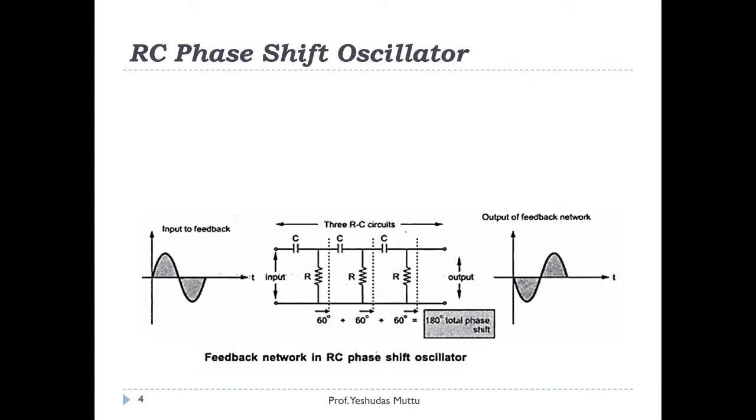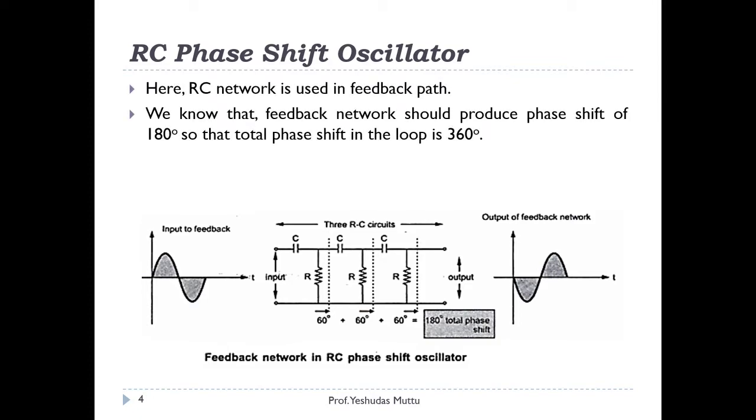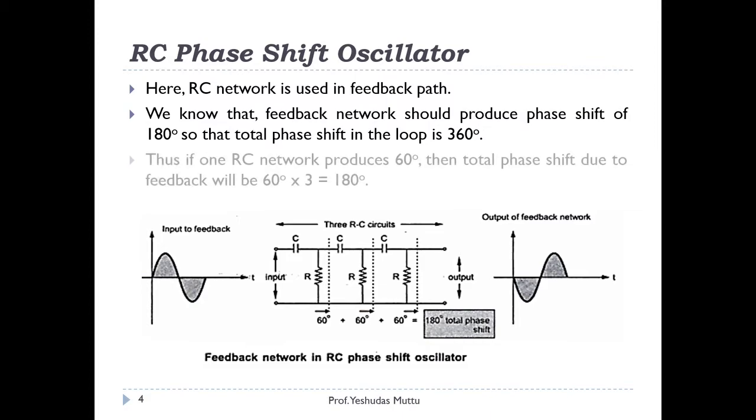Let us consider the first type, that is the RC phase shift oscillator. To explain the working, let us consider this, wherein you can see there are RC networks. Now I know that the RC phase shift network should produce 180-degree phase shift. So I have used 3 RC networks. If each RC network provides 60-degree phase shift, then 60 into 3 will give me 180-degree phase shift. So this principle is made use of in RC phase shift oscillators.